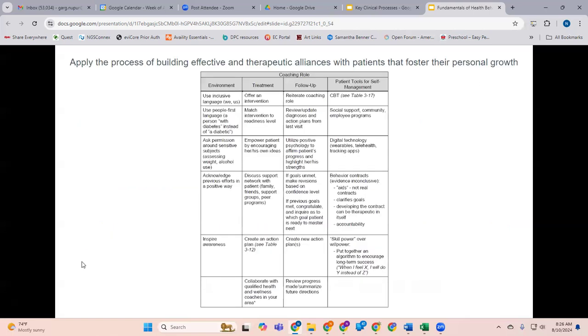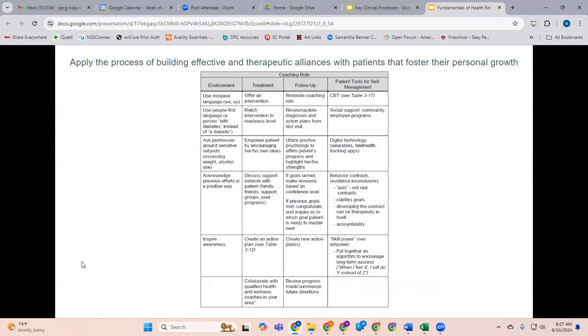Okay, so then the next objective: apply the process of building effective and therapeutic alliances with patients that foster their personal growth. Therapeutic alliances come up throughout this chapter, and it has to do with the Sigmund Freud determination of what you and your patient have an alliance on. Basically, it's their health goals. You can't determine their health goals, they have to determine that, and then you have this therapeutic alliance of how you are going to get there together, and it fosters their personal growth.